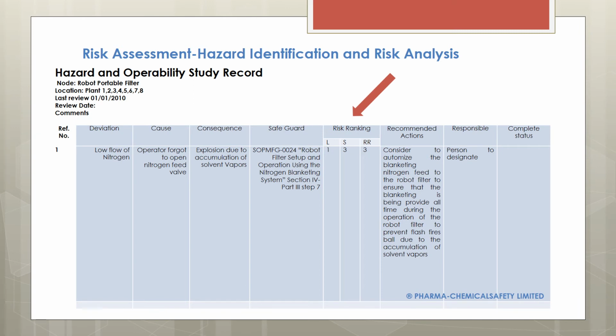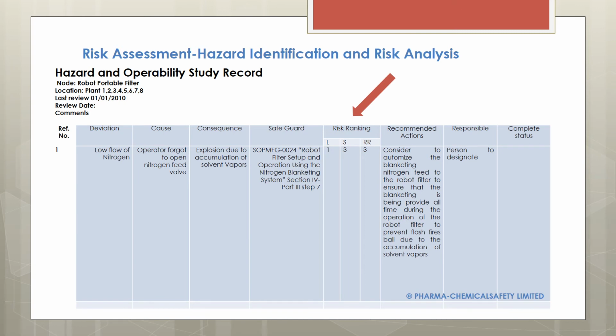So you have the deviation. For example, one of those is low flow nitrogen. Cause: operator forgot to open the nitrogen feed valve. Consequence: explosion due to the accumulation of solvent vapor. This is a pharmaceutical chemical operation. Safeguard: we have the procedure, but is it effective or not? So risk ranking is likelihood and severity. The risk ranking goes to 3.